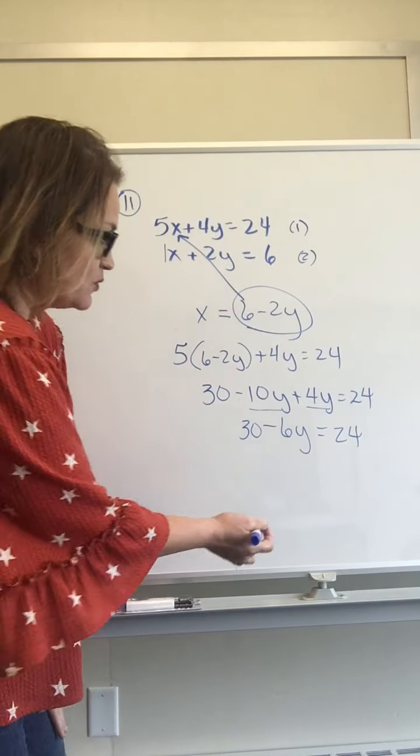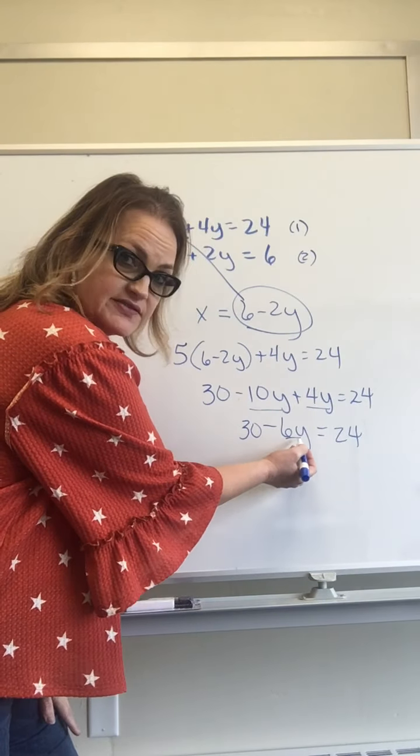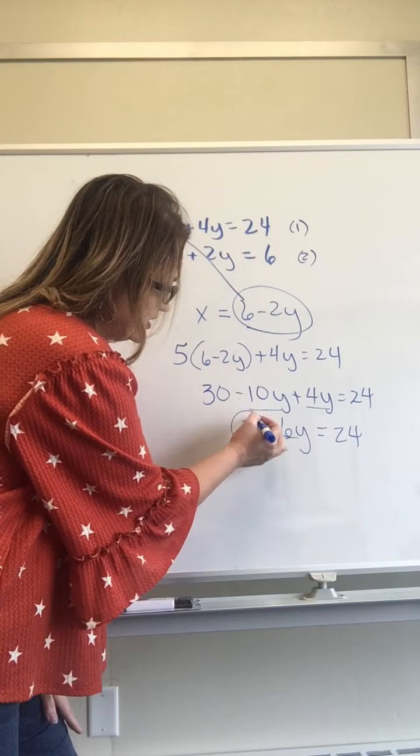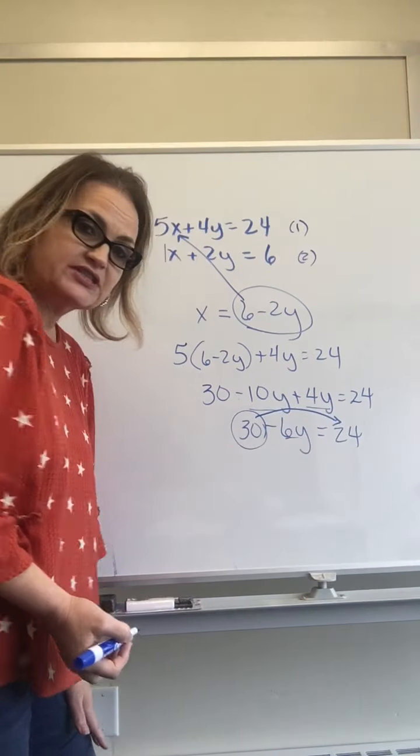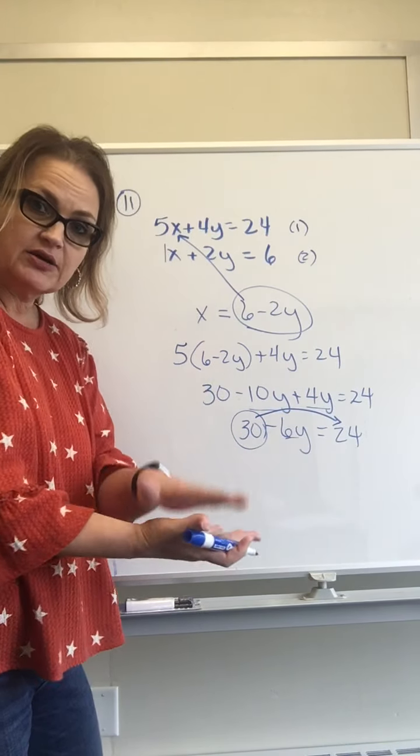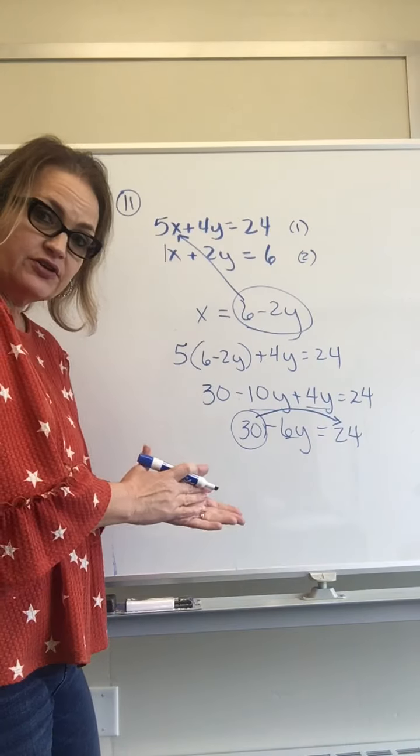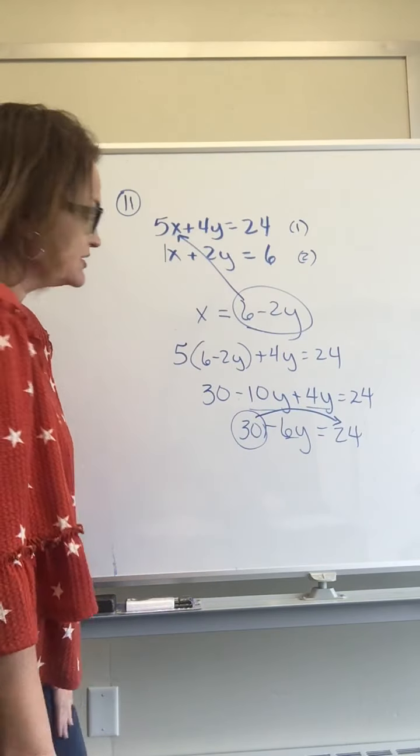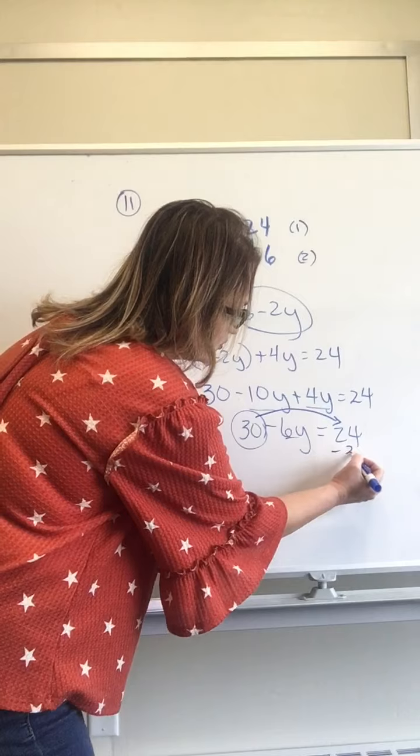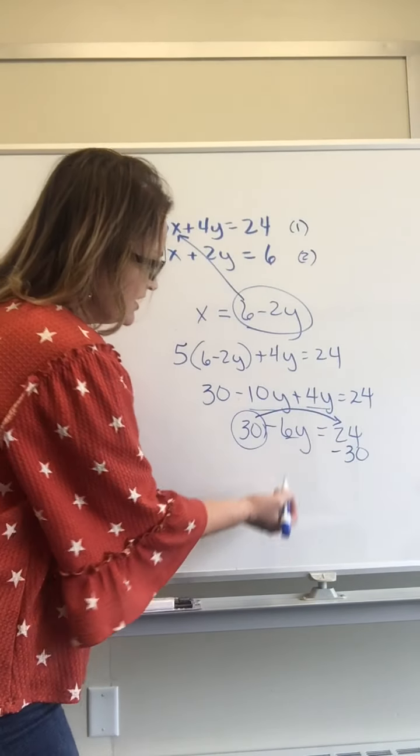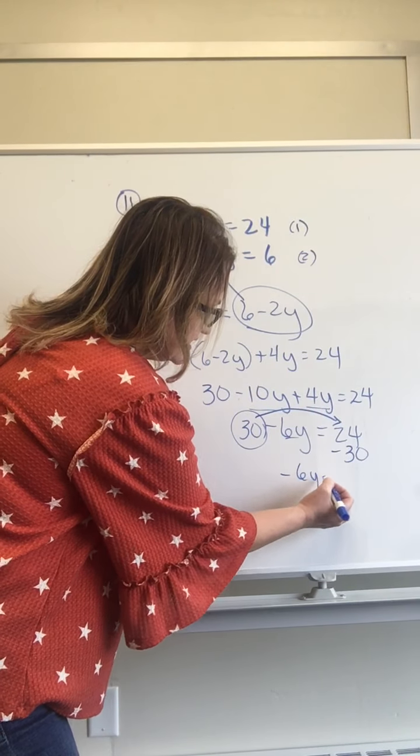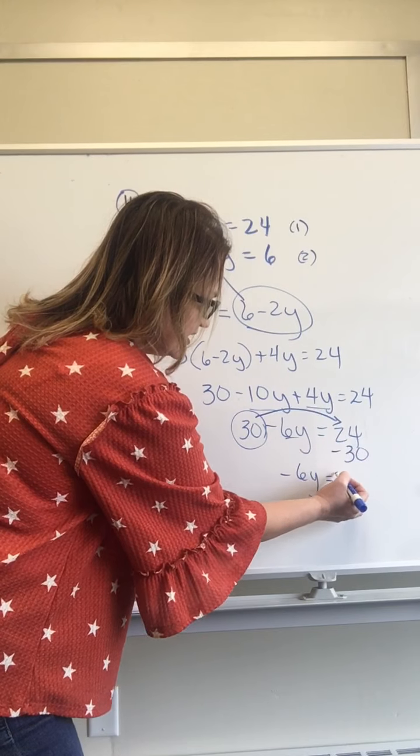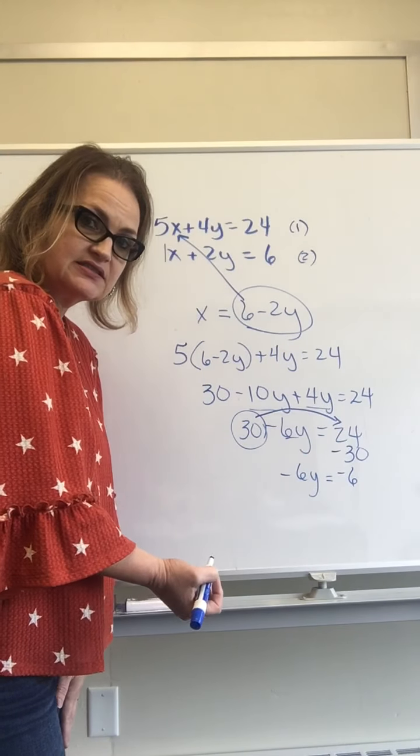So then we solve for y. We're trying to get this negative 6y alone, so this 30 constant needs to go to the other side. You want variables on one side, numbers on the other side. So consolidate your variables, consolidate your constants. So this 30 moves over and becomes a minus 30. So on the left side, that leaves you a negative 6y equals 24 minus 30, which is negative 6.